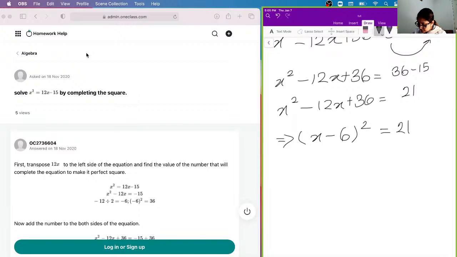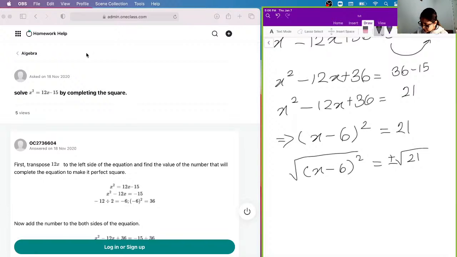So what we want to do next is solve for x. That's what we're trying to do. And to do that, since this term is being squared, to get rid of the square, we have to square root it, and we do that on both sides. So we would have x minus 6 squared, and you would square root this, and square root the other side as well. So you have the square root of 21, and this would be plus and minus.